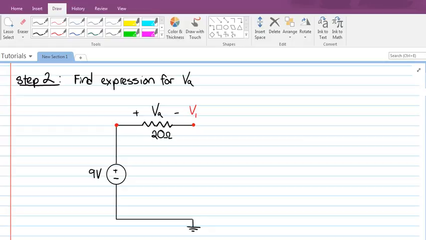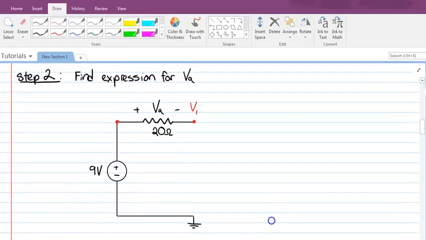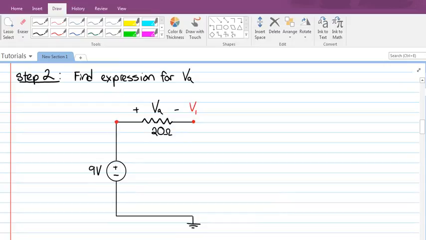To the right of our resistor we know we have our node, so we know the node voltage there is V1. So that means we've got 9 volts to the left of our resistor, V1 at the right of our resistor, and we know that we've got a voltage drop from left to right of VA. This tells us that 9 volts minus VA is going to be equal to V1.